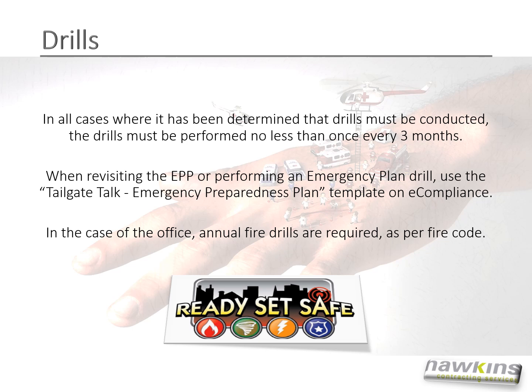In all cases where it has been determined that drills must be conducted, the drills must be performed no less than once every 3 months. When revisiting the EPP or performing an emergency plan drill, use the Tailgate Talk Emergency Preparedness Plan template on e-compliance. In the case of the office, annual fire drills are required as per fire code.